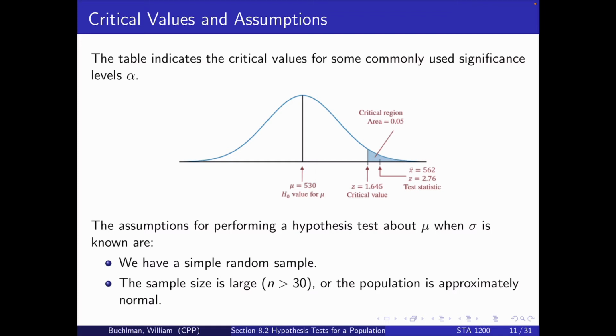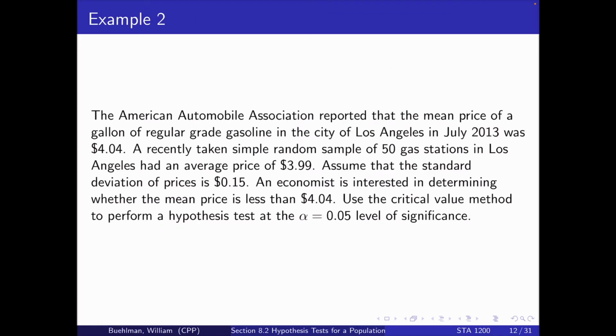So let's do some examples. Example 2. The American Automobile Association reported that the mean price for a gallon of regular grade gasoline in the city of Los Angeles in July 2013 was $4.04. A recently taken simple random sample of 50 gas stations in Los Angeles had an average price of $3.99. Assume that the standard deviation of the prices was 15 cents. An economist is interested in determining whether the mean price is less than the $4.04. Use the critical value method to perform a hypothesis test at alpha equaling 0.05 level of significance.